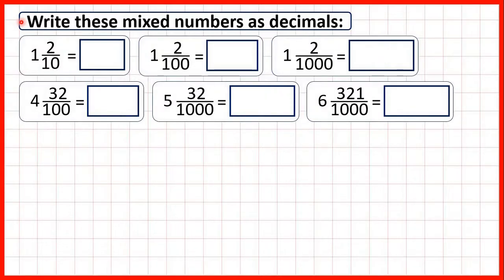We need to write these mixed numbers as decimals. First, we have 1 and 2 tenths. That's 1.2, because the digit before the decimal point is the ones digit, so it tells us how many wholes we have, and the digit after the decimal point is the tenths digit, and we have 2 tenths.